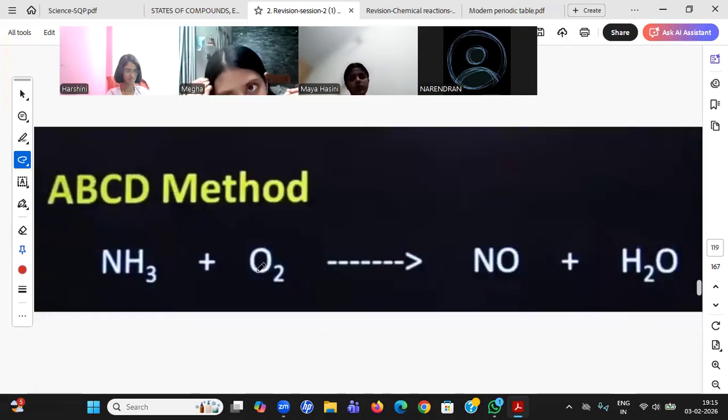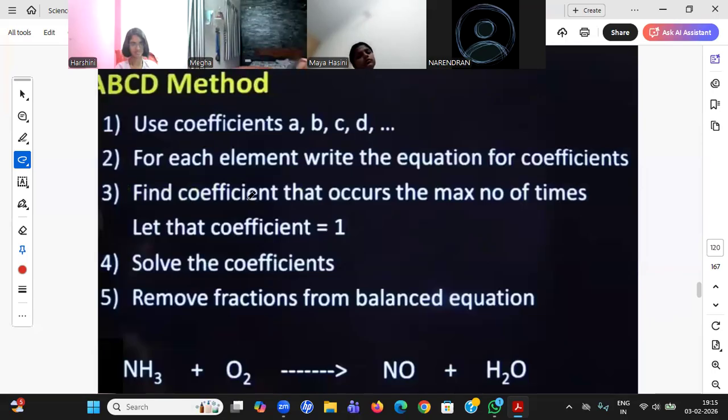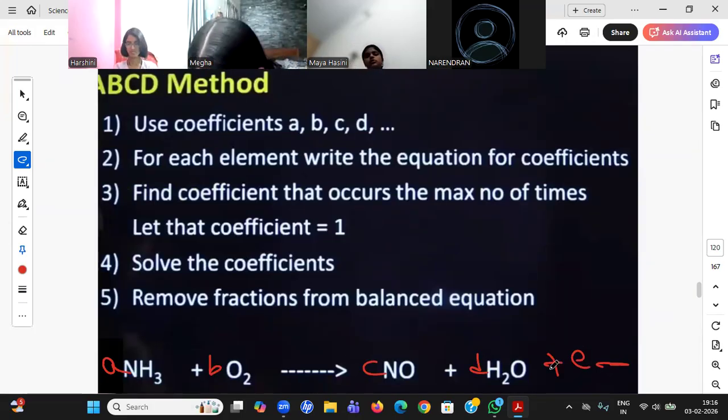The best method, what I assume, is the ABCD method for very tough equations, students. ABCD method is the best method for very tough chemical reactions. What is the ABCD method? I'll use this particular template. Use coefficients A, B, C, D. That means I need to multiply A, B, C, D. If there is another compound, I'll multiply with E, beta.